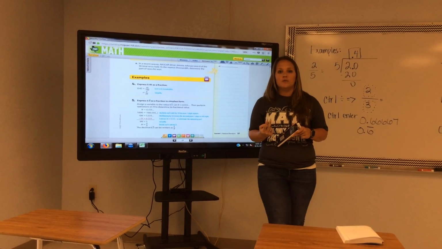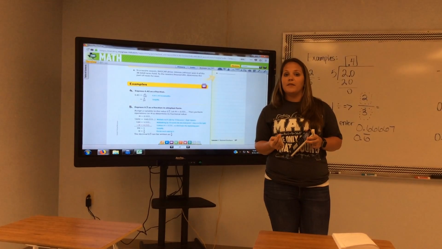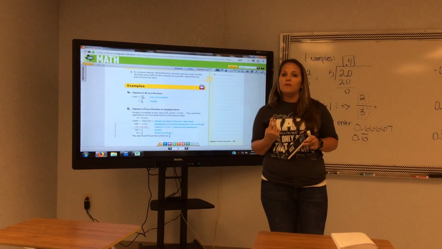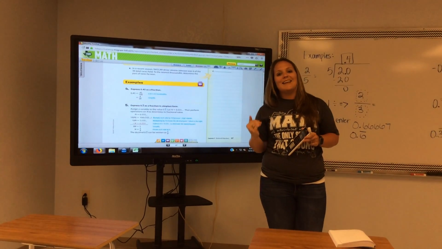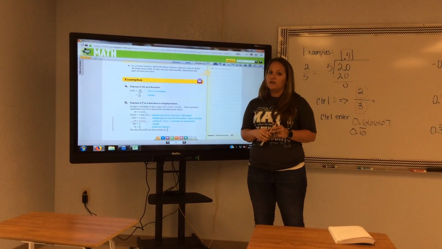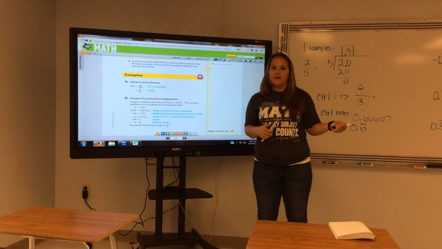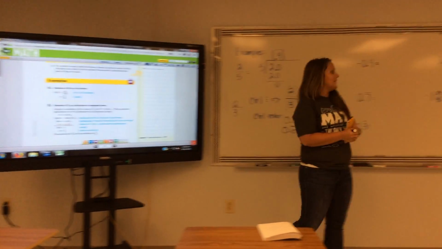If there are 2 digits repeating, I'm going to use 2 9s. So for instance, if I was talking about the decimal point 23232323, since there are 2 digits that repeat, I would put 23 as my numerator and then 99 as my denominator. So that secret trick is the 9 in your denominator. We went over that in class as to why that works, and there's another video if you'd like to see it after this. Okay, so let's look at some examples.